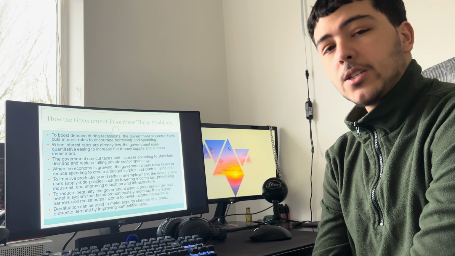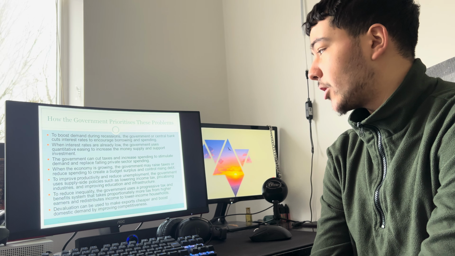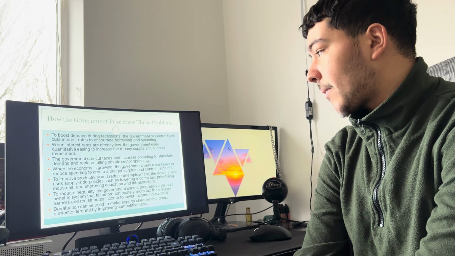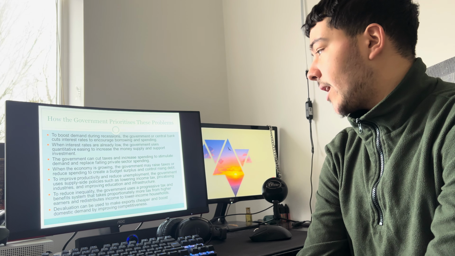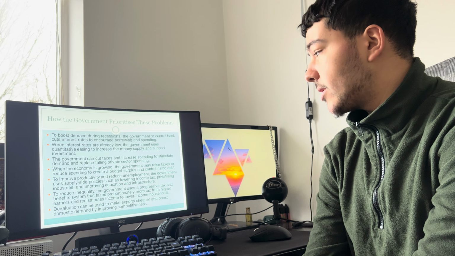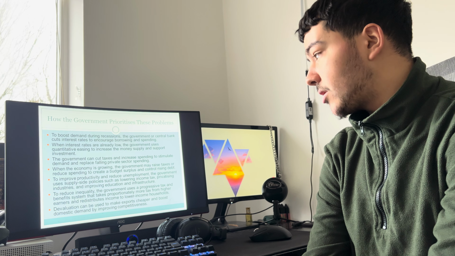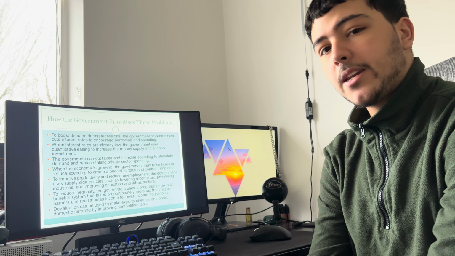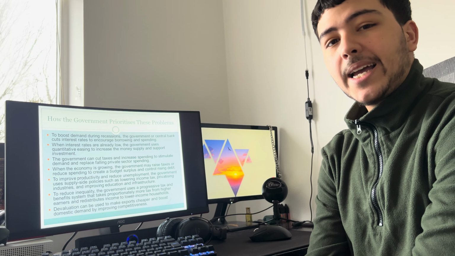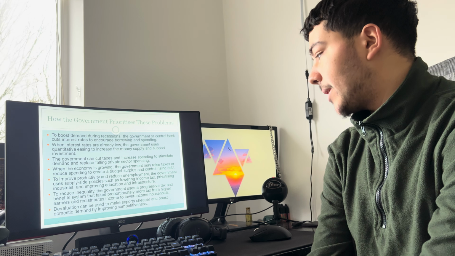When the economy is growing, the government may raise taxes or reduce spending to create a budget surplus and control rising debt. To improve productivity and reduce unemployment, the government uses supply-side policies such as lowering income tax, privatising industries, and improving education and infrastructure. Devaluation can be used to make exports cheaper and boost domestic demand by improving competitiveness.